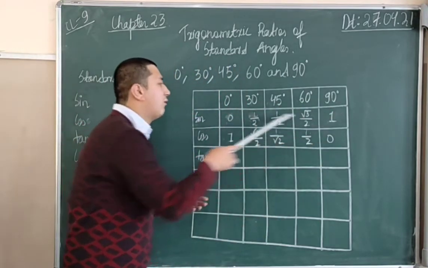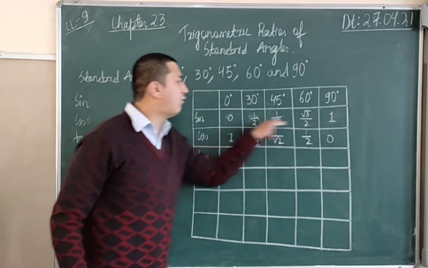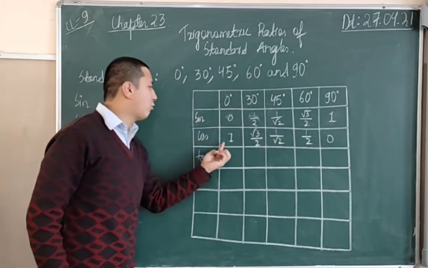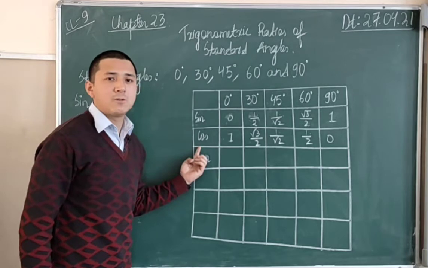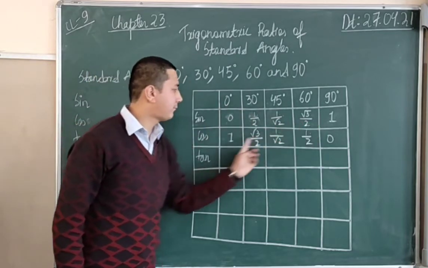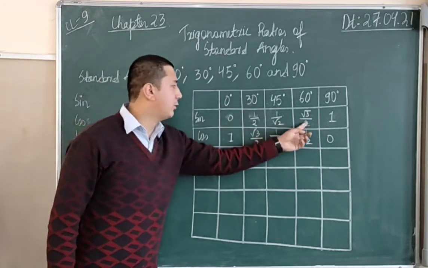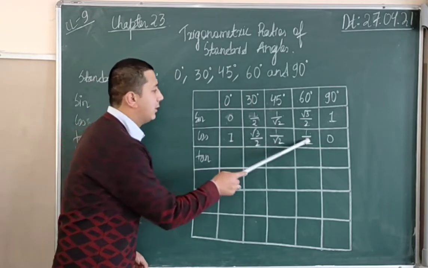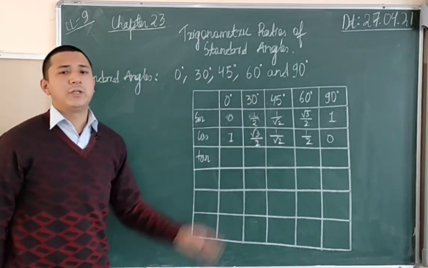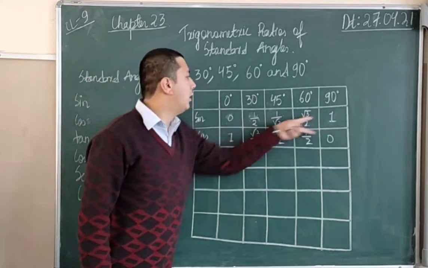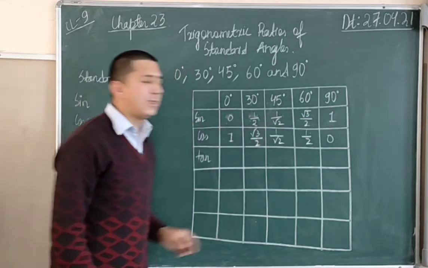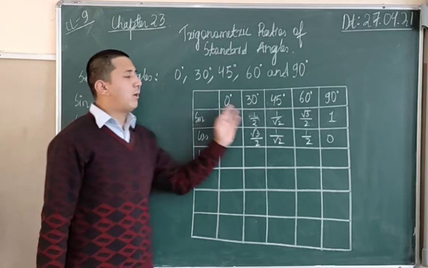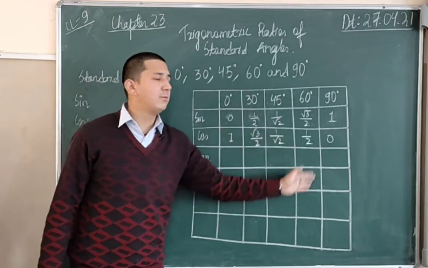Once you learn the first row, then automatically you can fill up the gaps for cos also. Cos 0 is 1. Cos 30 is root 3 by 2. This value comes out here, this remains here, this will be here. So again, pause the video and learn these 2 rows quickly: 0, half, 1 by root 2, root 3 by 2, 1.